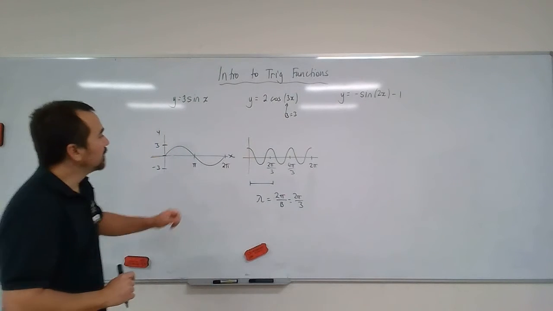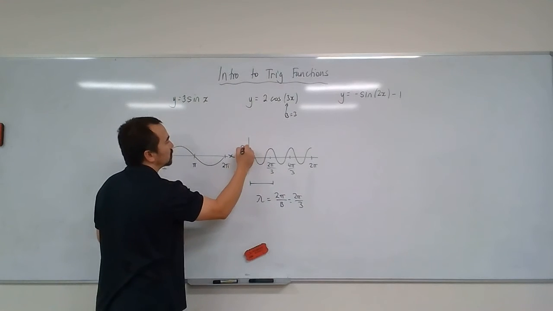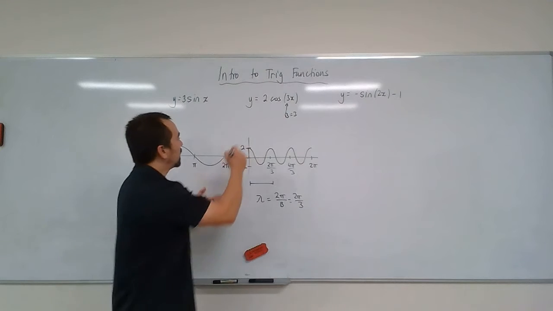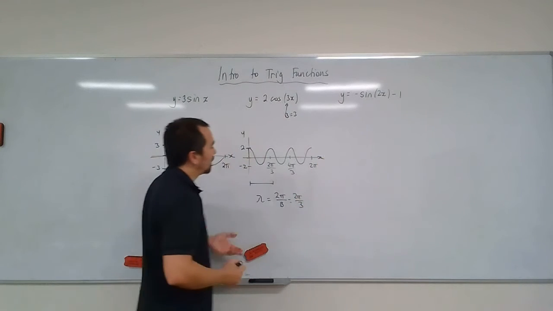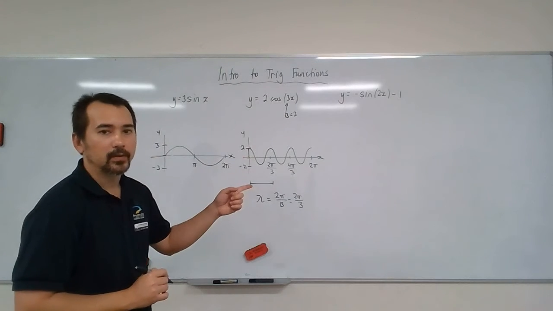Then my amplitude has now changed. This value is now 2, so I'll put the 2 in. There's my negative 2. Label the y-axis, label the x-axis, and that's it. That's done. Right, 1 to go.